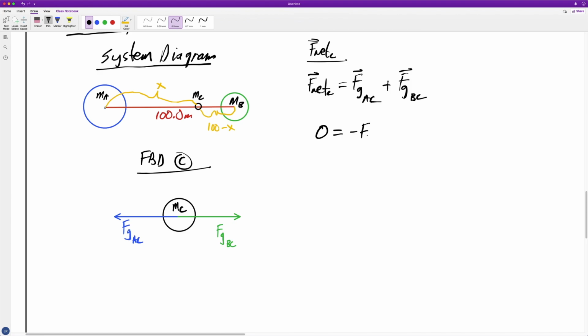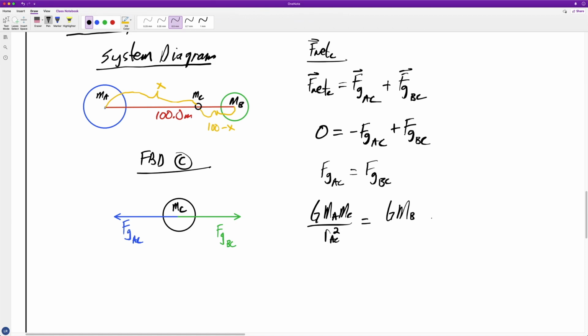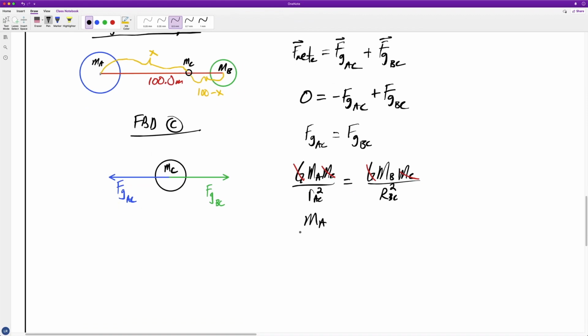FGAC is pulling to the left, making it negative. FGBC is to the right. Bringing the negative term to the left-hand side, we get the magnitude of the gravity between AC and the magnitude of the gravity between BC equal to each other. Using Newton's universal gravitational equation: G MA MC over RAC squared is equal to G MB MC over RBC squared. Now a couple of convenient things happen. Big G cancels out because it's on both sides of the equation. Also, our MCs cancel out. So we got a significant reduction in the complexity of our equation.